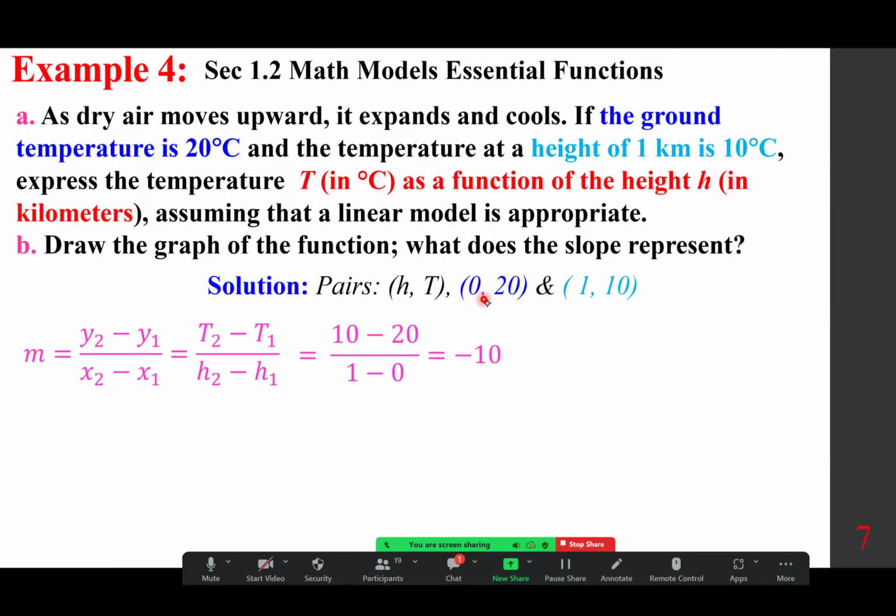If we were to write the units of the numerator, that means temperature, over the units of the denominator, that means height in kilometers, we would say degrees Celsius per kilometer. That would be the units. It is extremely important to write the units and understand what they mean, because by definition, rise over run is the average rate of change of y with respect to x. In this case, the average rate of change of temperature with respect to the height.